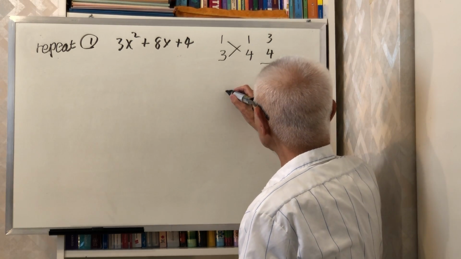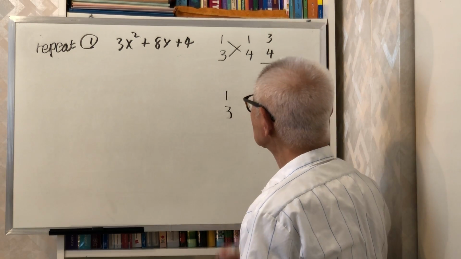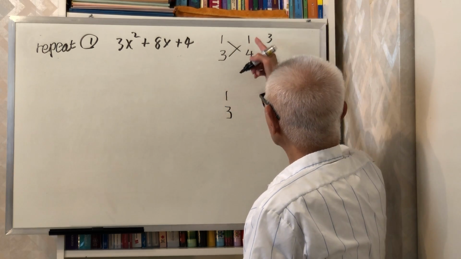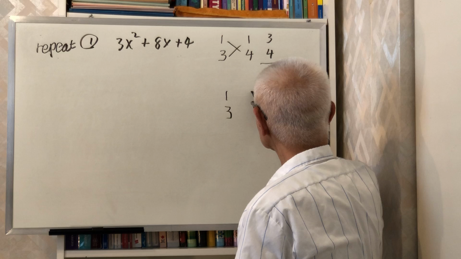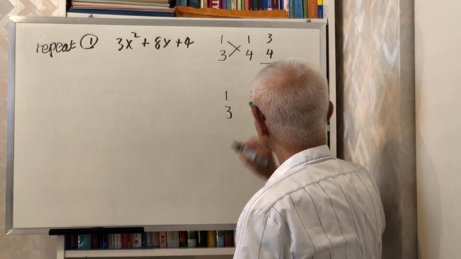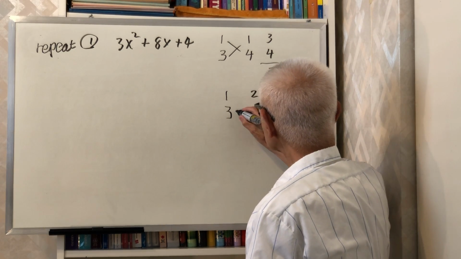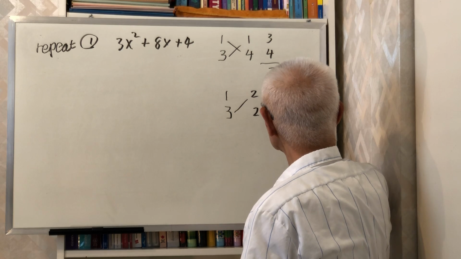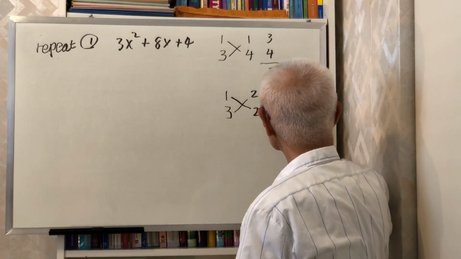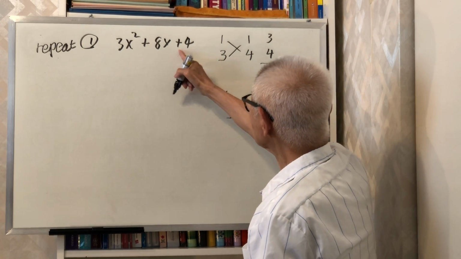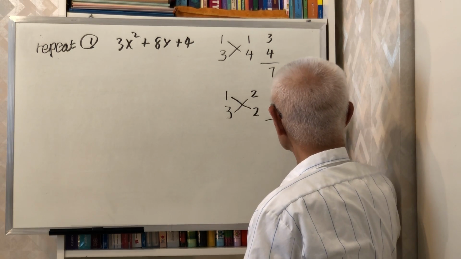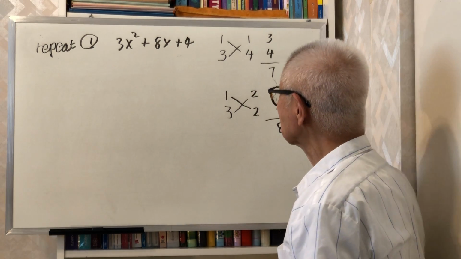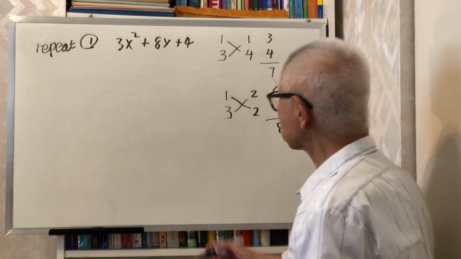So 3 is 1 times 3. 4 is 1 times 4, but I can write 2 times 2, right? So 4 is 2 times 2. 2 times 3 is 6. 1 times 2 is 2. And I add, because of the plus sign, I add 8. So this is right. So what are the two factors?